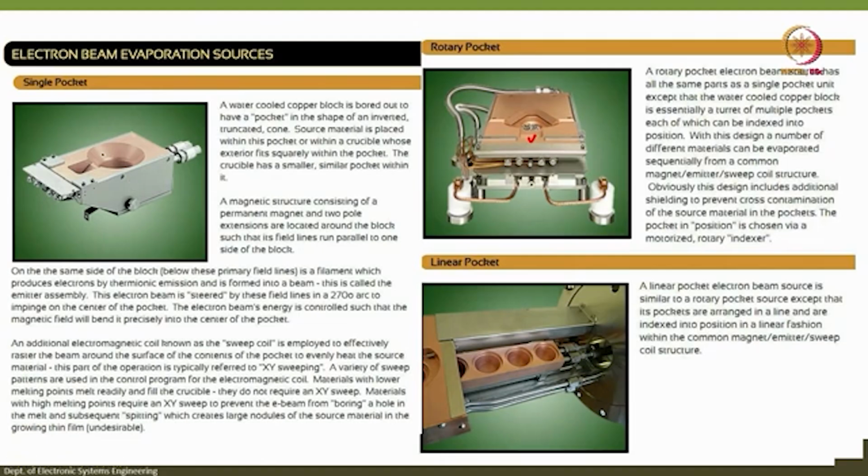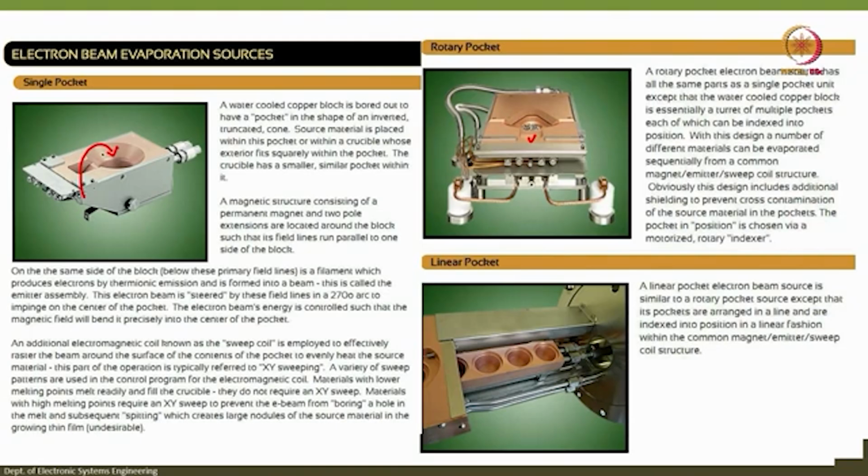A magnetic structure consists of a permanent magnet and 2 pole extensions located around the block such that field lines run parallel to the side of the block. On the same side of the block is a filament, right. The beam comes from here and is focused here. So, the electron beam energy is controlled such that the magnetic field will bend it precisely into the center of the pocket, as I have drawn in the figure, right.